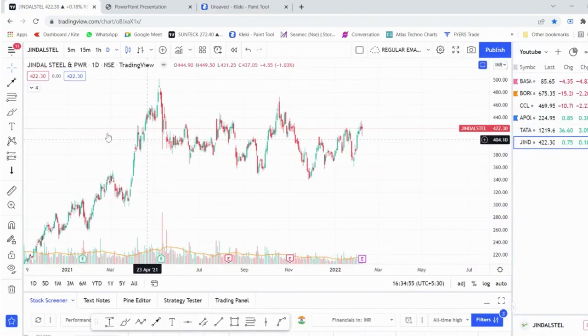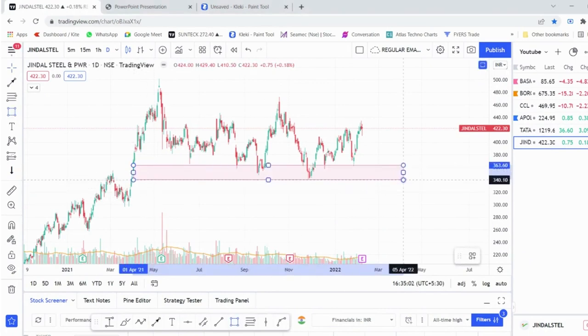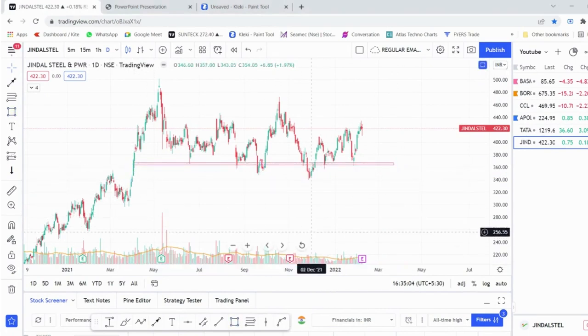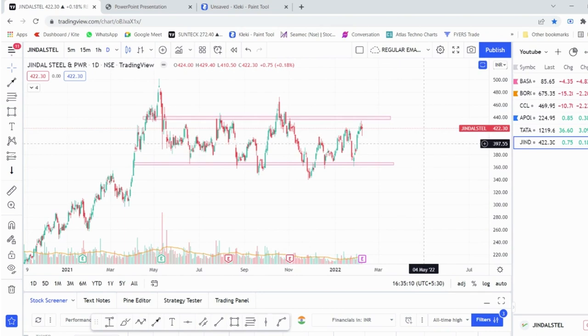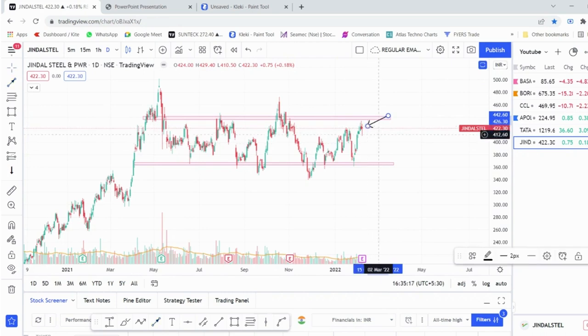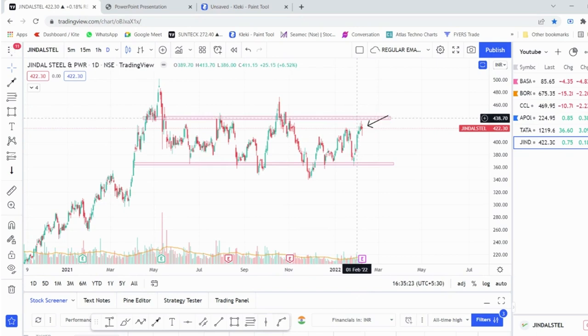So in this case of Jindal Steel, as we can see, let us plot the support and resistance in the live chart to understand. Here we can see that the stock had taken a support here, and the stock is taking a resistance at around this area. So if anyone wants to short sell Jindal Steel, he can short it here at the current market price, while keeping the stop loss above 440 rupees. You have to always check the risk to reward ratio before entering into a trade.